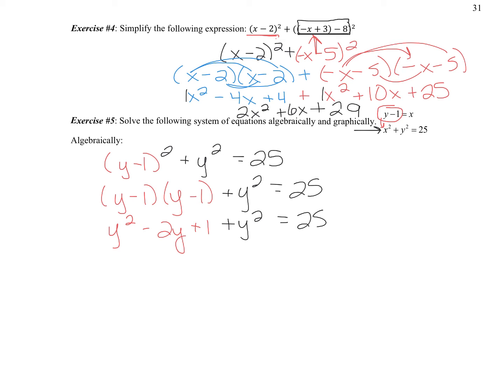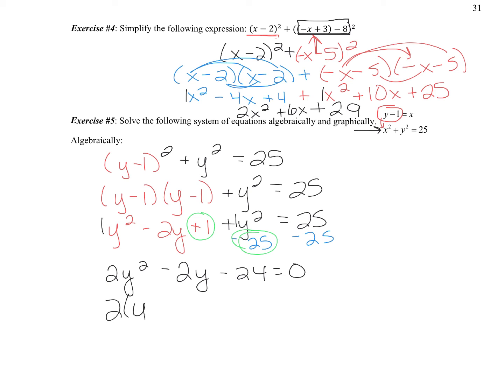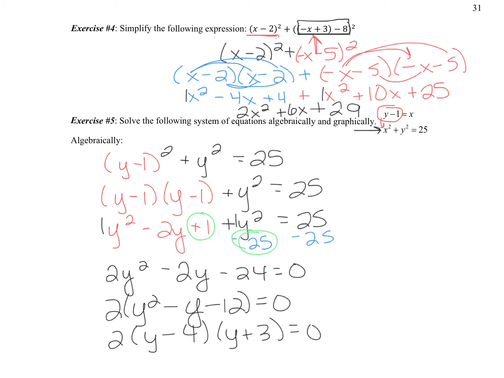And in the next step, I'm going to combine like terms and also set this equation equal to 0 because I see that I'm going to have a quadratic with the y squared. So 1y squared plus 1y squared is 2y squared minus 2y. And then I'm going to combine my 1 and my negative 25 together to get negative 24. Then we move towards our factoring. So I can take out a 2 here and have y squared minus y minus 12. So that's 2 times y minus 4 times y plus 3. Just move the page down a little bit so we have a little more room.